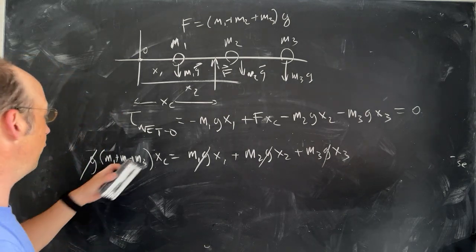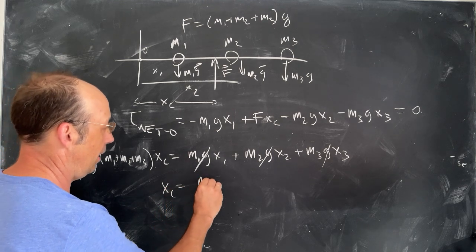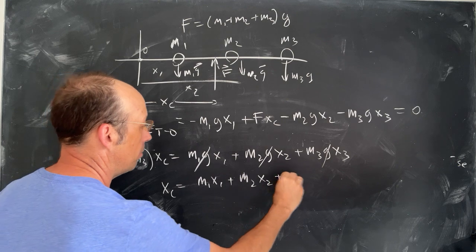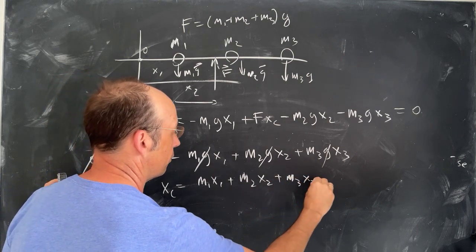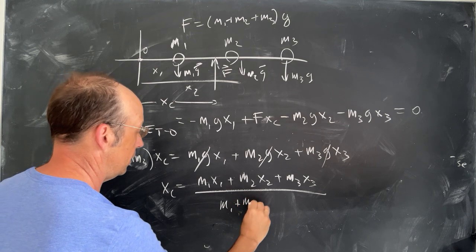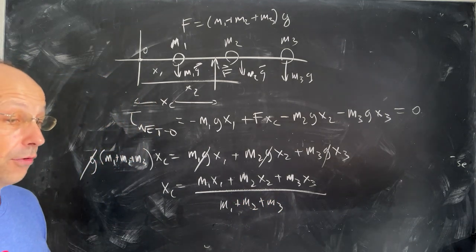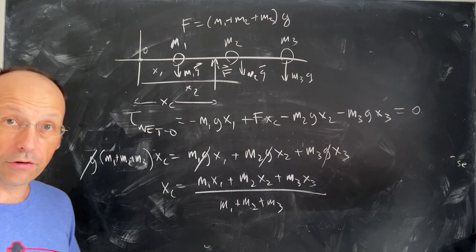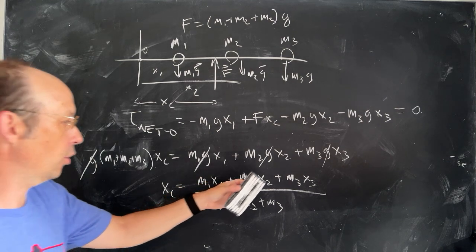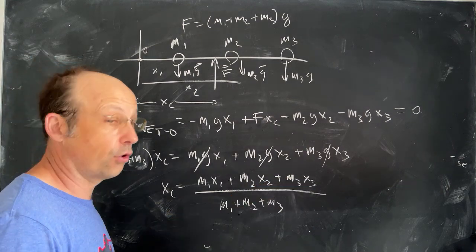Now I divide both sides by this, and I get x center of mass is (m1 x1 plus m2 x2 plus m3 x3) over (m1 plus m2 plus m3). And that's how we define the center of mass. If you've done weighted grades, this is a weighted grade. Test grades, quiz grades, final exam grades, they all have different weightings divided by the total weighting.